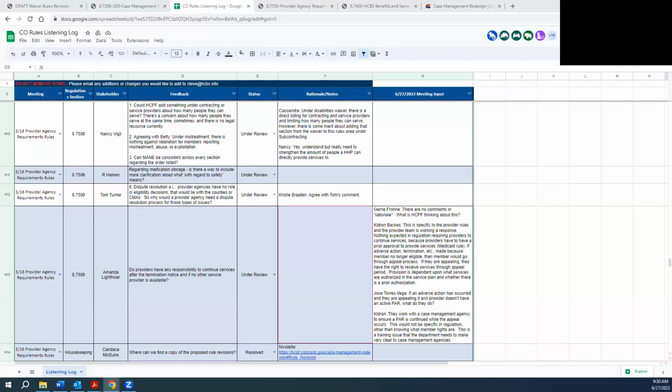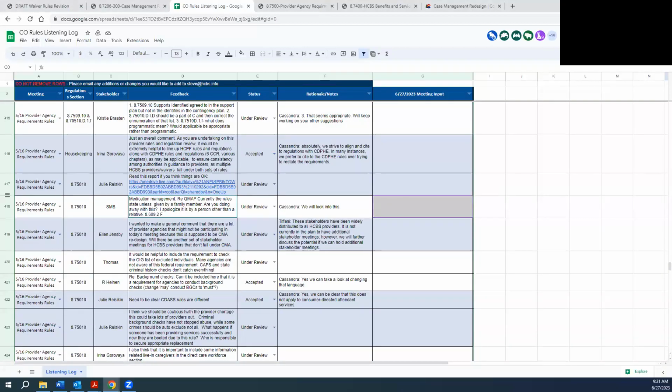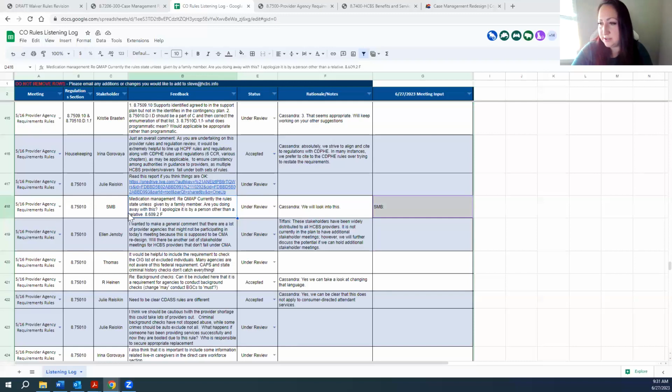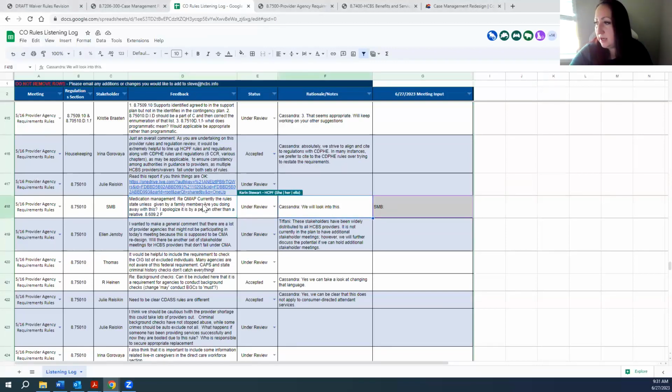Hi, it's line number 418, still under review. For med management, unless provided by a person other than a relative was removed from rule. Okay, so this one is the provider agency requirement rules, medication management, the QMAP. Currently the rules state, unless given by a family member, are you doing away with this? I apologize, it's by a person other than a relative. And this is for 8.609.2F.